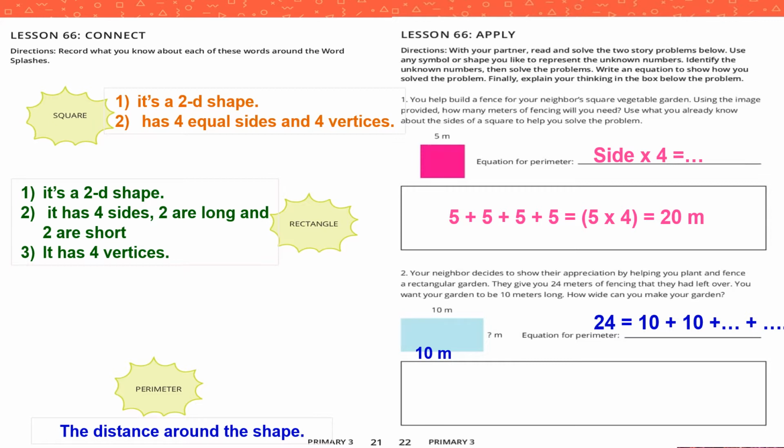So 24 equals 20 plus what? Plus 4. 24 equals 20 plus 4. So these two sides equal 4. And I know that these two sides should be equal. Okay, so this 4 can be what plus what? They must be equal. 2 plus 2. So it will be 10 plus 2 plus 10 plus 2, or 10 plus 10 plus 2 plus 2. Okay?